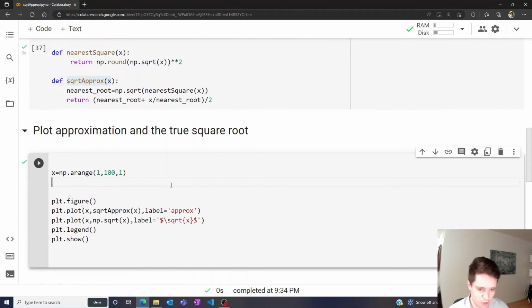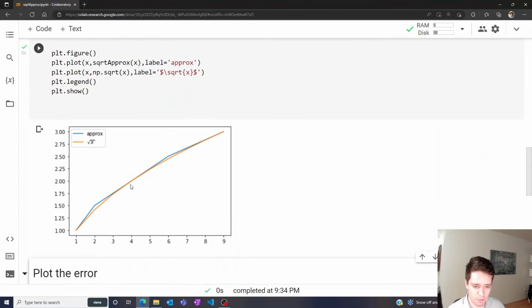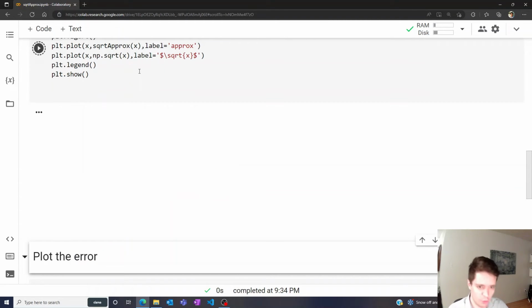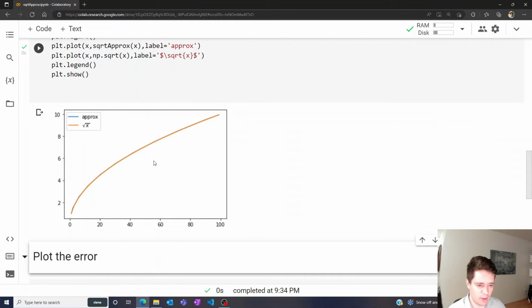Then let's actually try and plot the approximation as well as the true square root to see what's going on here. So we can see that the square root of x is the orange line here, and the approximation is the blue line, and they seem to follow each other quite closely, at least for the first 10 numbers or so. Let's see what happens if we increase the number of entries. Yeah, we can see it still stays pretty close to the orange line.